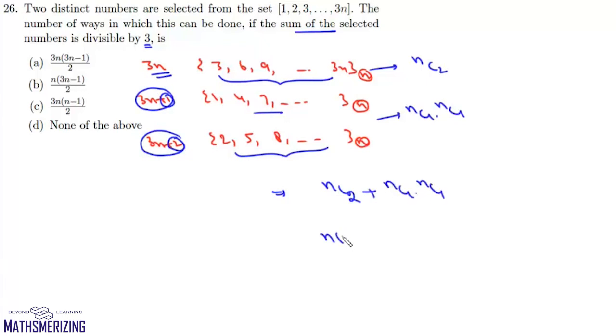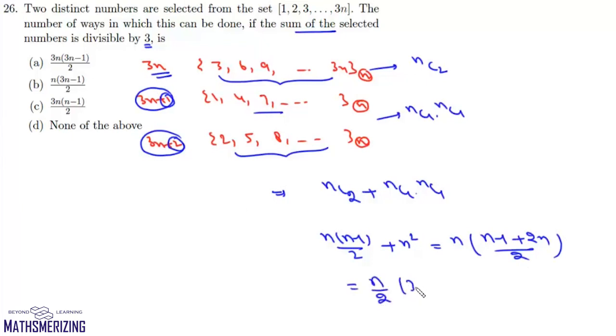Now nC2 is n(n minus 1) by 2, and here it will be simply n square. Taking n common, we get n(n minus 1 plus 2n) by 2, which is n by 2 into (3n minus 1), and that's your option B.